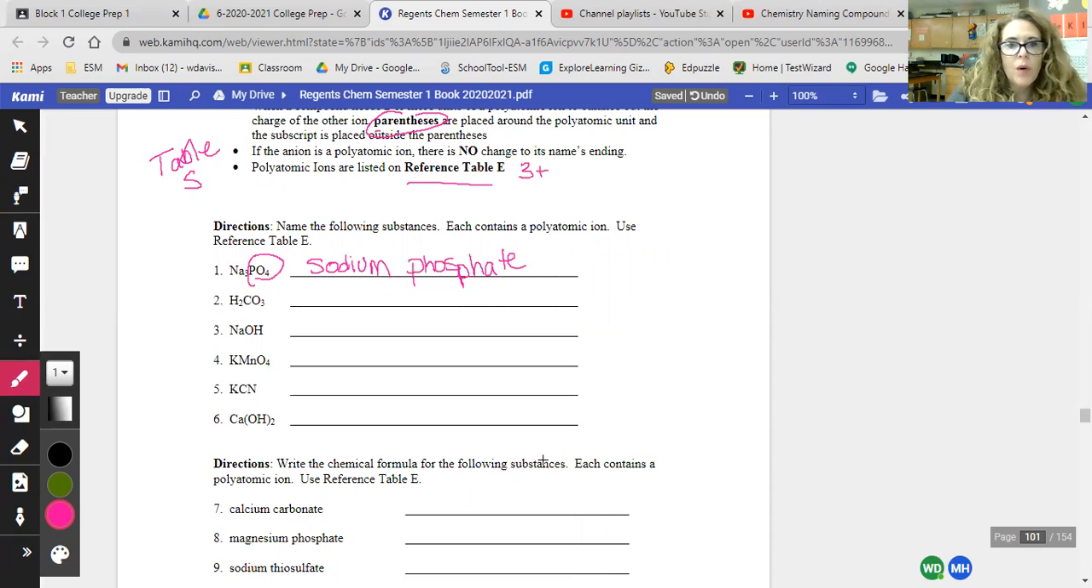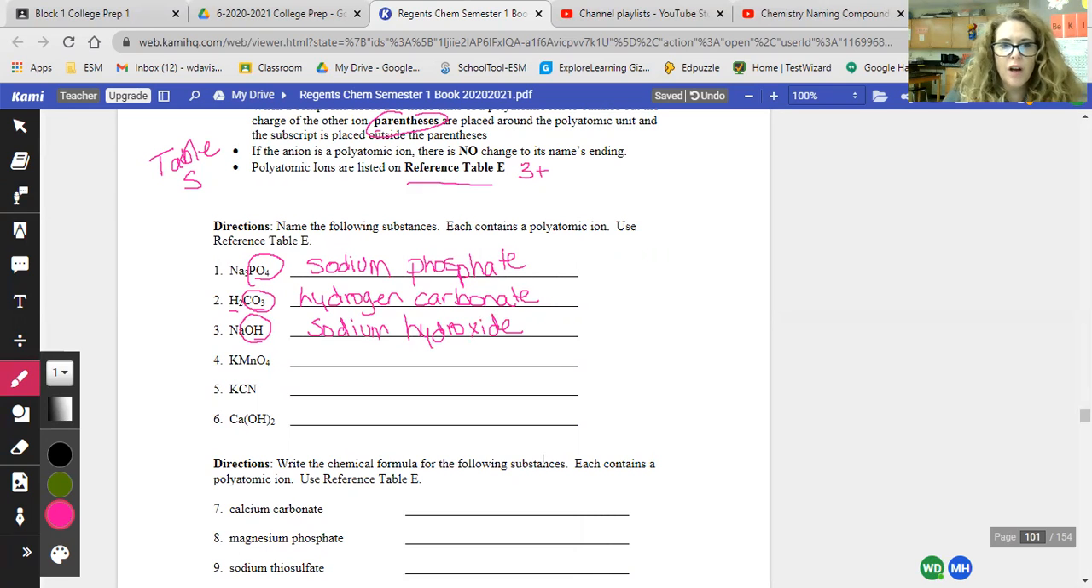Now I'm going to go to table E because I have 3 elements present here. I'm going to name the first element, keeping its name, hydrogen. And then I'm going to find this CO3 on table E, and that is carbonate. And I copy the name down. Easy peasy, right? This is sodium. With a little bit of practice, you'll get it. Now I'm going to find this part on table E, that is the hydroxide.